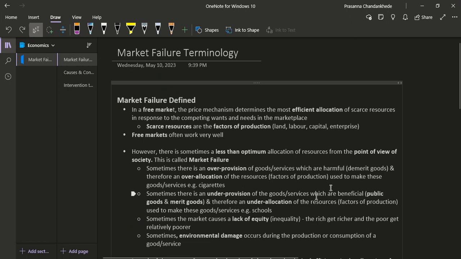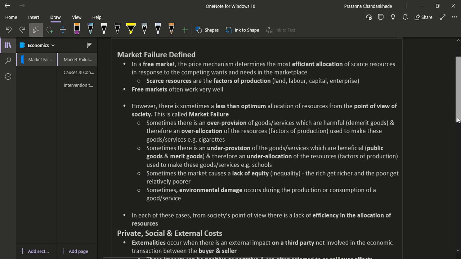Market failure defined. In a free market, the price mechanism determines the most efficient allocation of scarce resources in response to the competing wants and needs in the marketplace. Scarce resources are the factors of production, and we know the factors of production are land, labor, capital, and enterprise.